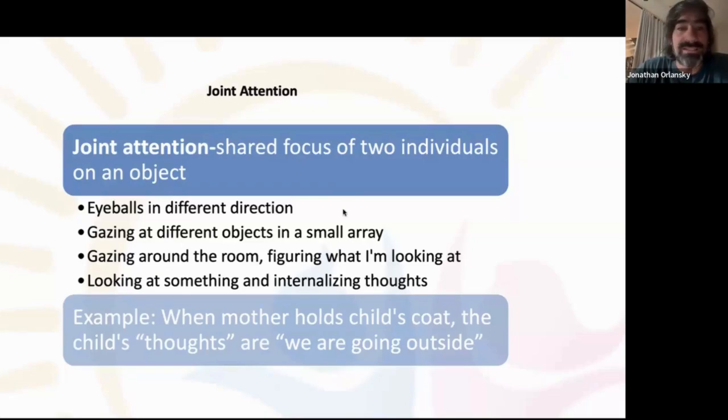Ways to tell that you don't have joint attention is that their eyeballs are all over the place or they're not looking in the same direction as everyone else. Gazing at different objects in a small array, gazing around the room, figuring out what I'm looking at, and looking at something and internalizing thought. Those last three are examples of joint attention. When a mother holds a child's coat, the child's thoughts are, we're going outside. They have joint attention on the same object, which is conveying an underlying message.